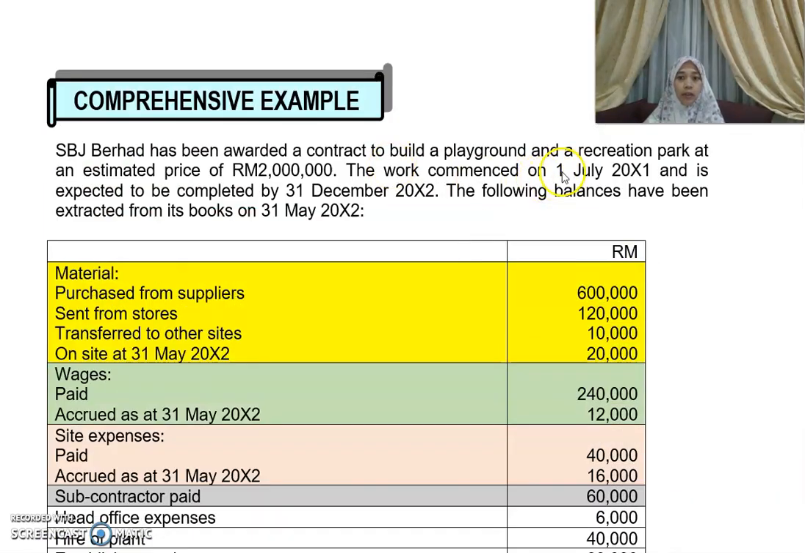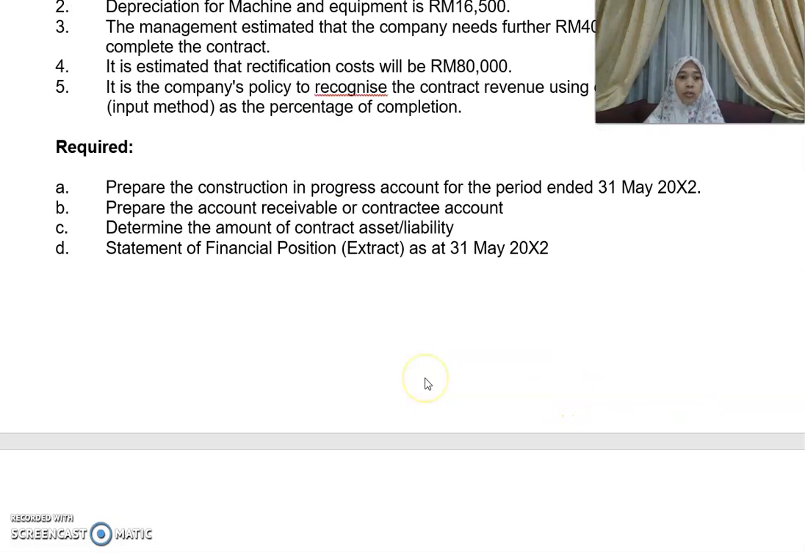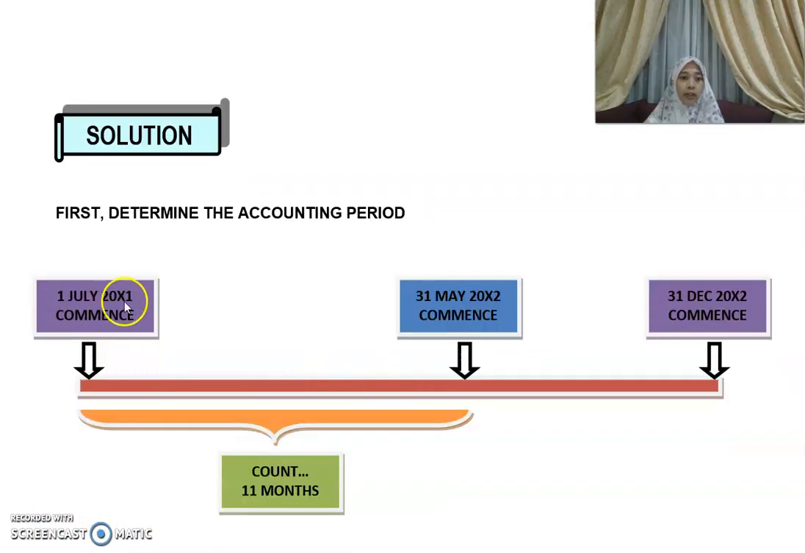You are being given that the work commenced on 1st July 20x1. It finishes on 31st December 20x2. This information is up to 31st May 20x2, and you are required to prepare for the period ended 31st May 20x2. So draw a timeline, from 1st July 20x1 until 31st December 20x2, and then you are required to prepare the account up to 31st May 20x2. If you count from 1st July 20x1 until 31st May 20x2, that will give you 11 months. That means you are preparing the account for 11 months. So be alert with this period, from 1st July x1 until 31st May x2.